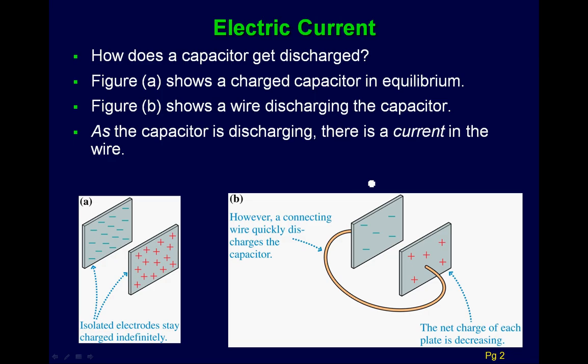Here's the capacitor. So the capacitor has this negative side and the positive side. And when you hook a wire up, the electrons on the negative side leave, and then electrons come to the positive side and cancel it out. All right. And this process is an electric current. So electrons are moving through the wire, which is just a conductor.